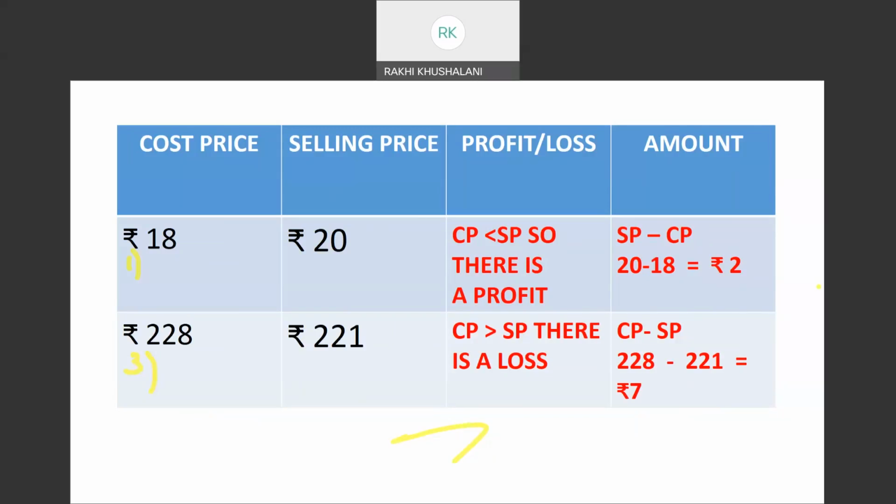Okay, rupees 228 is the cost price and 221 is the selling price. Now here the cost price is more than the selling price, or you can say that the selling price is less than the cost price. So there is definitely a loss of some money there. Let's see. So the formula becomes CP minus SP, the opposite of your first question, which is 228 minus 221, which gives me rupees 7.